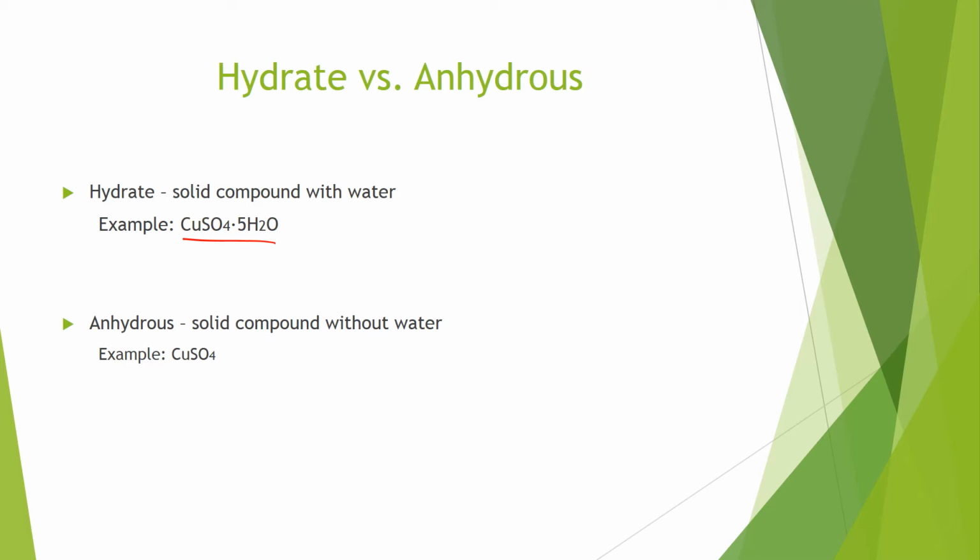So what I would do to find this molar mass is find the molar mass of copper sulfate, and then find the molar mass of 5 waters, and then just add those two together. For anhydrous compounds, they don't contain water, so you would just see it as a regular copper sulfate right there.